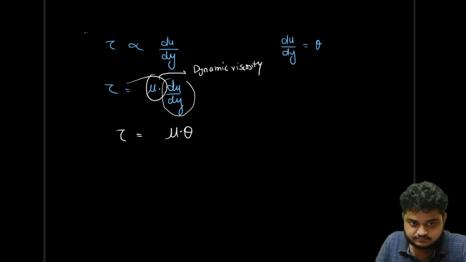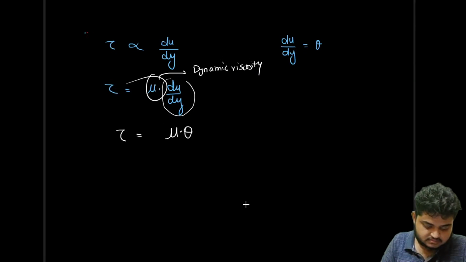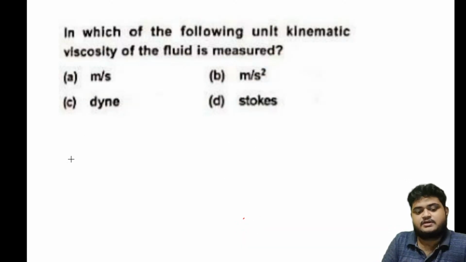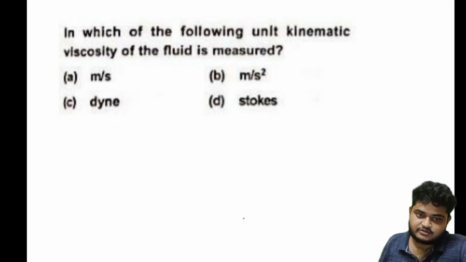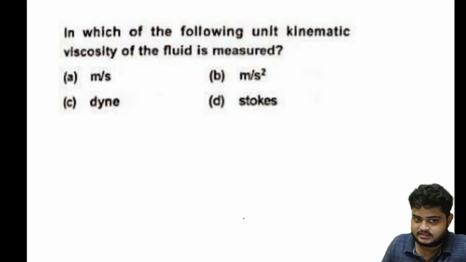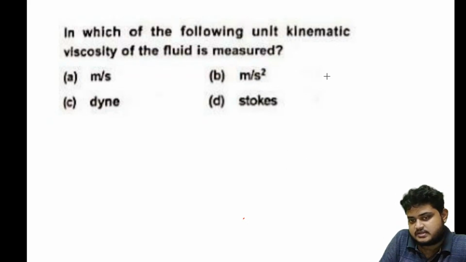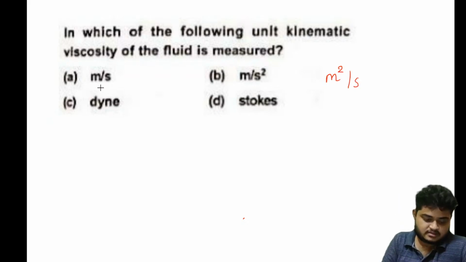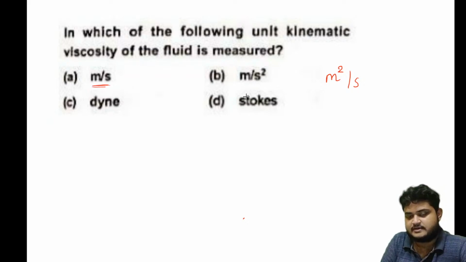Easy question. So the next question is saying, in which of the following units is the kinematic viscosity of fluid measured? The unit of kinematic viscosity is meter square per second, okay? But in this question, this option is not given anywhere. Meter square per second is not there. This is meter per second, this is meter per second square, and this is given in dyne.